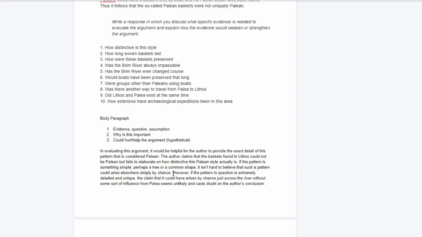However, if the pattern in question is extremely detailed and unique, the claim that it could have arisen by chance just across the river without some sort of influence from Pelea seems unlikely and casts doubt on the author's conclusion.